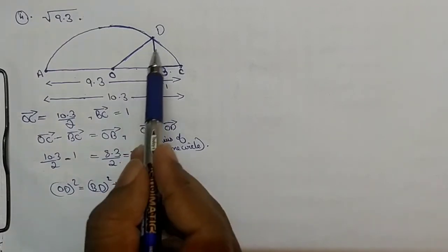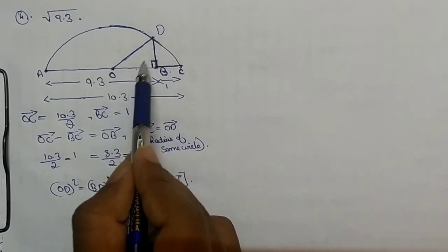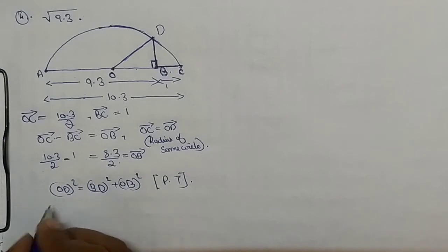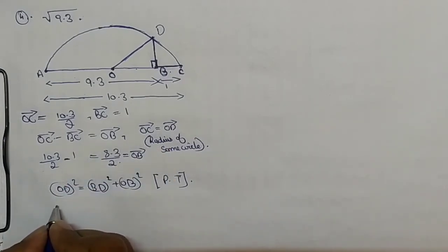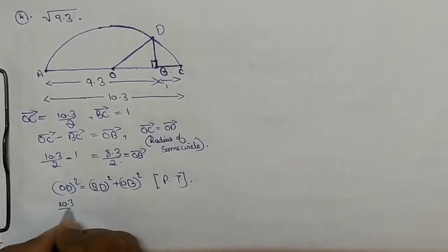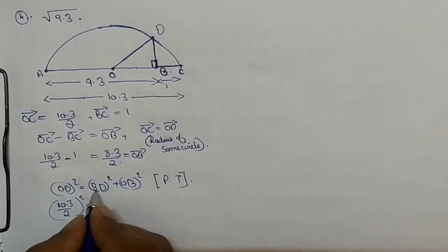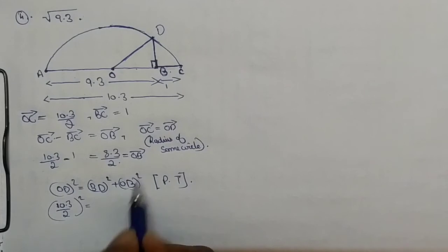Remember, Pythagoras theorem is only for a 90 degree angled triangle, that is, a right angled triangle. We know OD. What is OD? The radius of the circle. Radius is 10.3 divided by 2, same as OC. So OC square is equal to BD square. What is BD? We have to find BD.